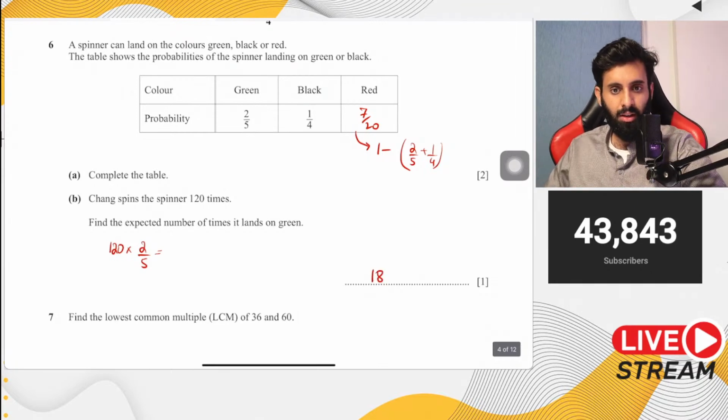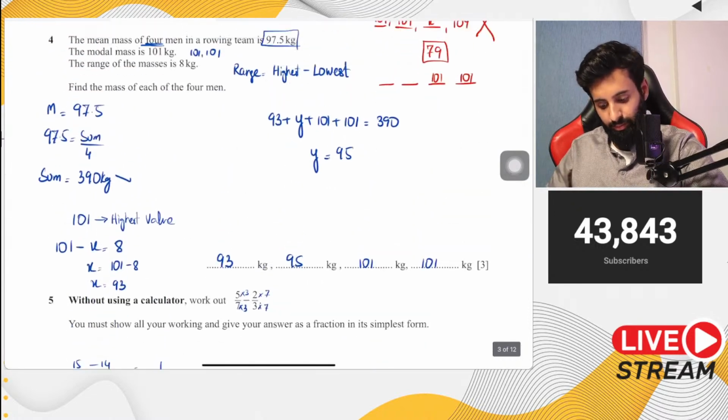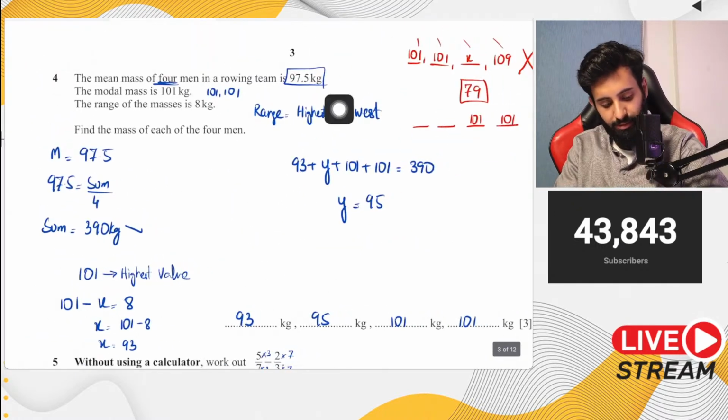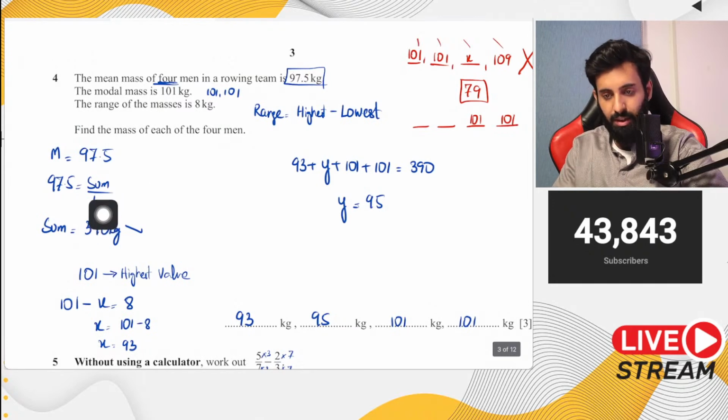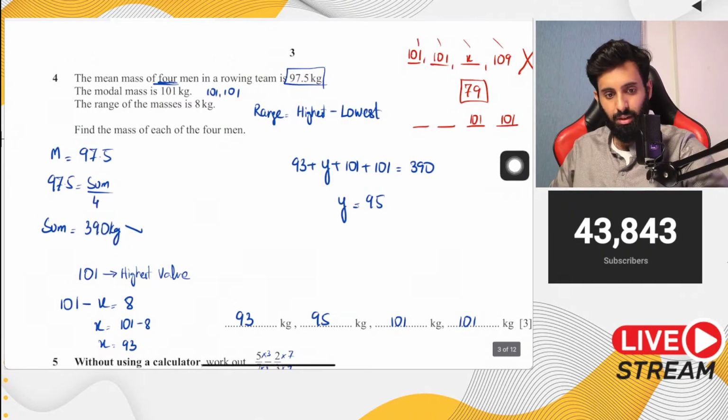That's it. Where did the value 390 come from? 390 we got through the sum. So the mean is 97.5. The number of people is 4. So cross multiply. That's how you get 390.